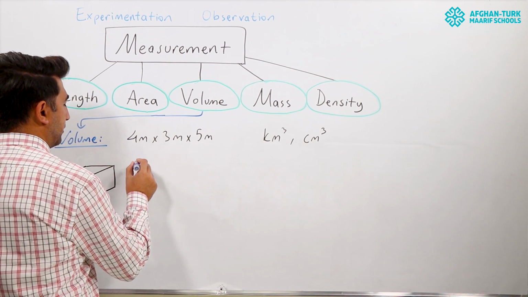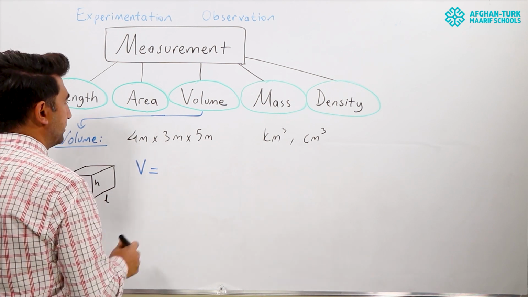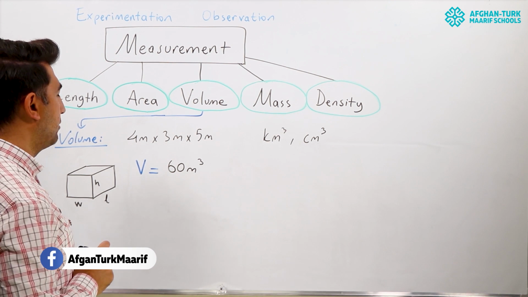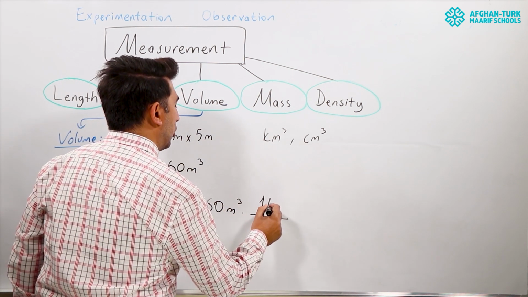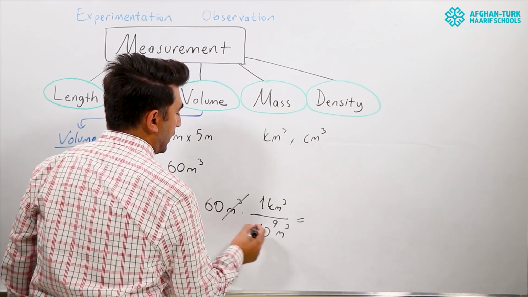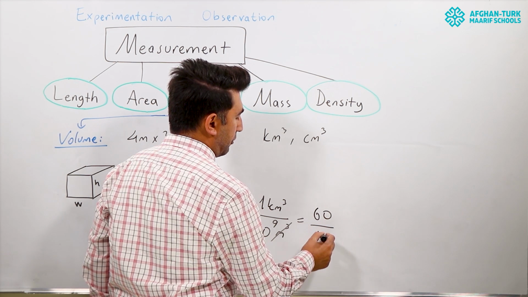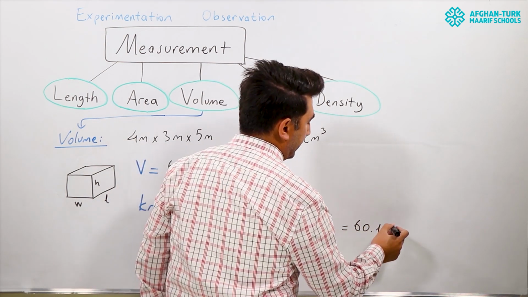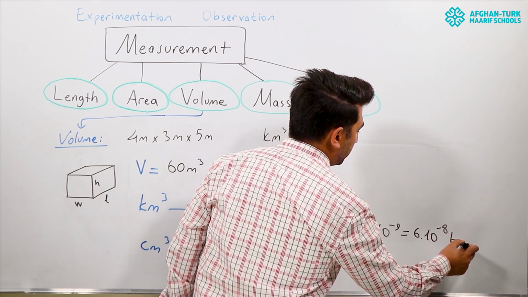First, I have to find the volume. Volume is equal to 4 times 3 times 5, 60 meter cube. So the room has the volume of 60 meter cube. First, I am writing the given number, which is 60 meter cube, times 1 kilometer cube is equal to 10 to the 9 meter cube. If I cancel out meter cube, I will have 60 divided by 10 to the power of 9, which is also equal to 60 times 10 to the power of minus 9, and that's equal to 6 times 10 to the power of minus 8 kilometer cube.